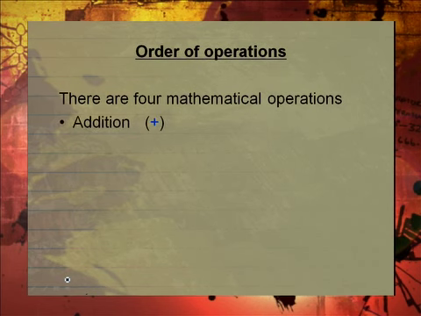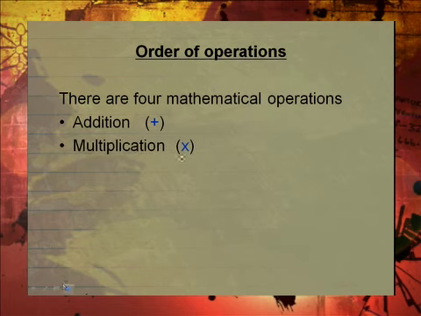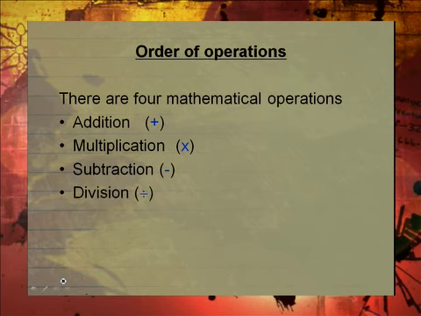Okay, I'm going to start by naming those 4 mathematical operations. You know them as signs. Let's have a look. Number 1, we have addition. Obviously, you know the symbol for addition, guys. Multiplication, the sign is like this. We have subtraction and division. Okay, you know all this, guys.